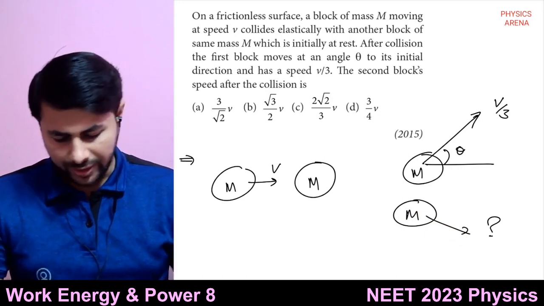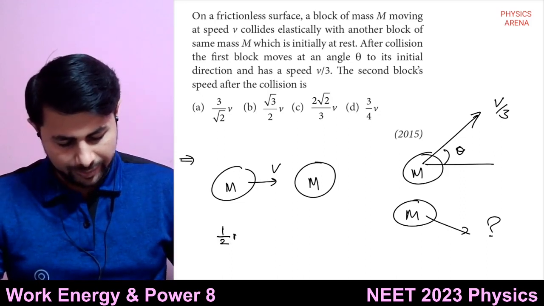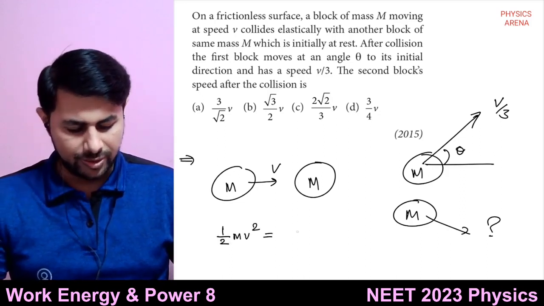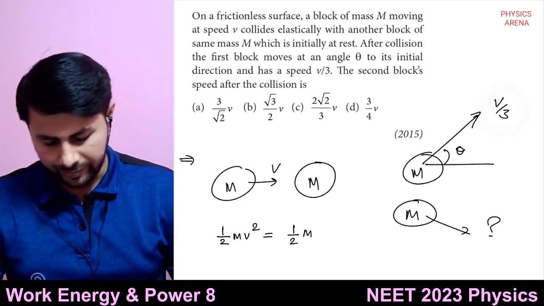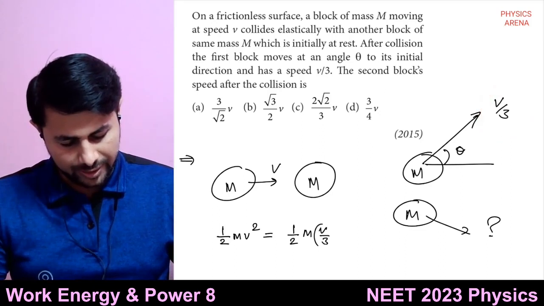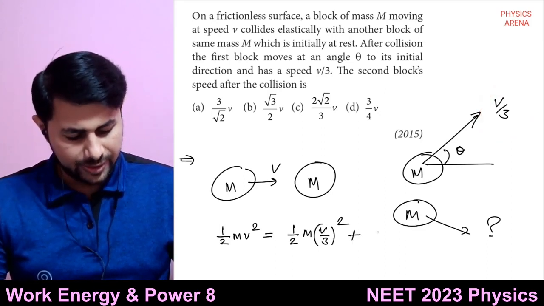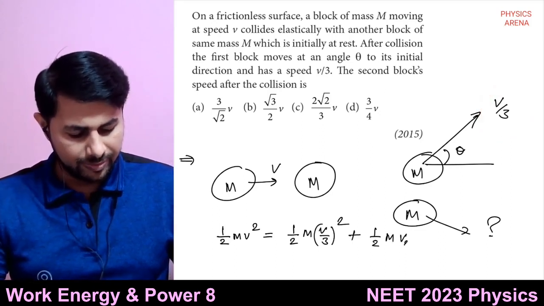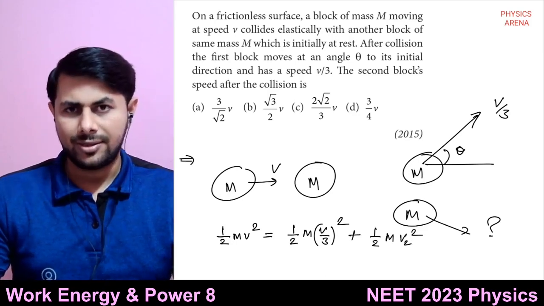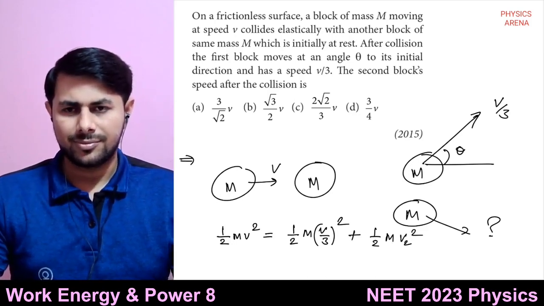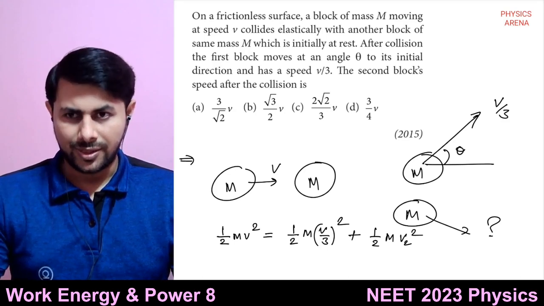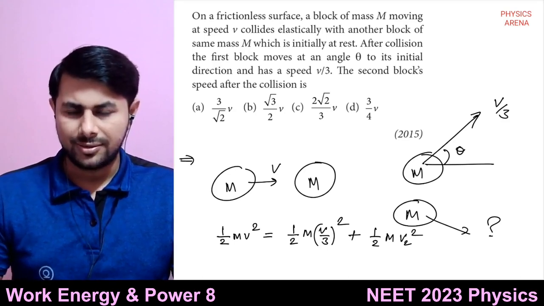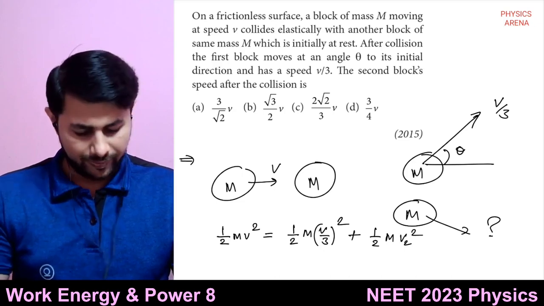So what can you say? Half of m into v square is equal to half of m into v1 square, and v1 is v by 3, so v by 3 square, plus half of m multiplied by v2 square, right? Okay, can we say this, Sanjay?